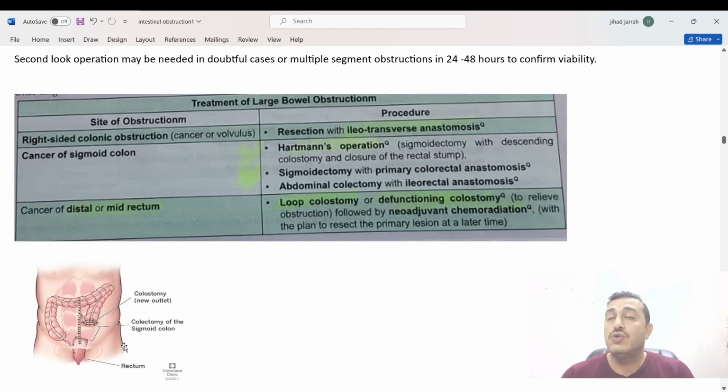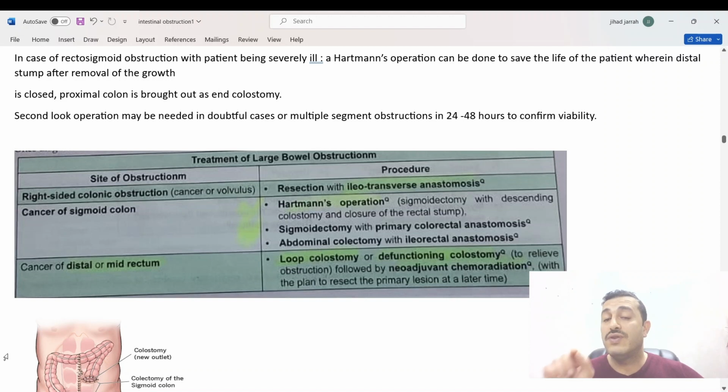If we have a tumor, should we take it with a specimen or just bring a stoma, close the stump and leave it in the pelvis? We will discuss it later, but the Hartmann solution is one of the solutions. Hartmann operation is one of the solutions for an obstructing lesion in the sigmoid or rectosigmoid junction.